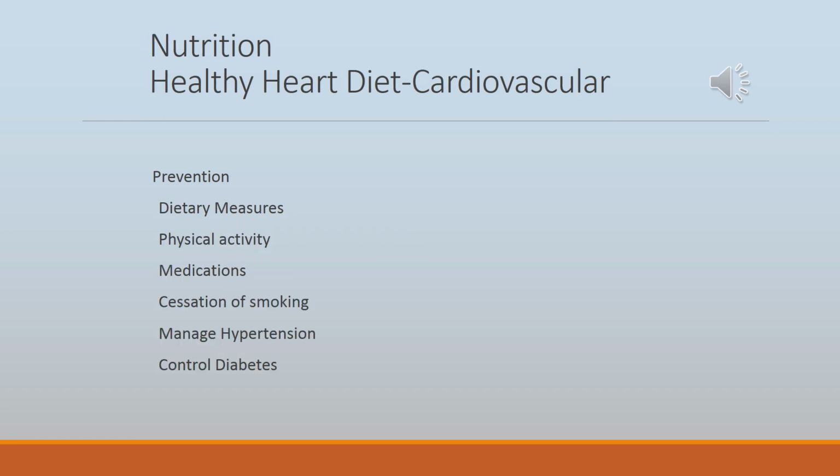Continuing in the exemplar cardiovascular, prevention continues. Dietary measures: they provide recommendations of the therapeutic lifestyle changes diet, which is a diet low in saturated fat and high in soluble fiber. These general recommendations may need to be adjusted for the individual patient who has other nutritional needs, such as the patient who has diabetes.